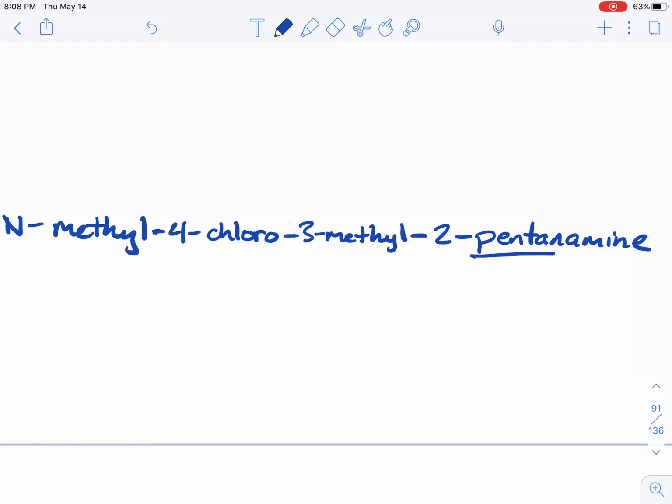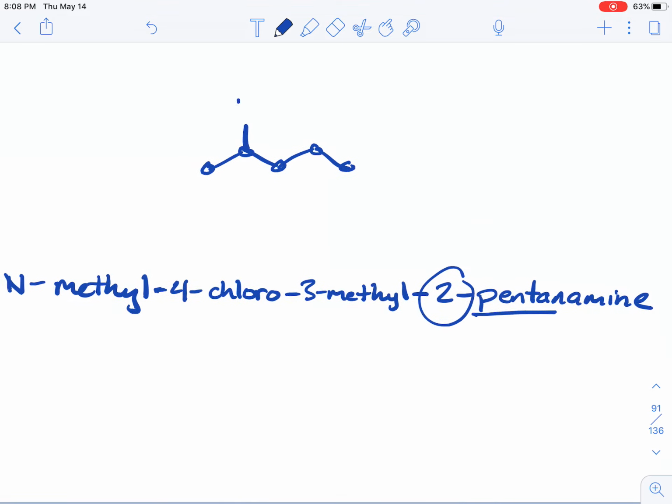And so I have 1, 2, 3, 4, 1, 2, 3, 4, 5. That's my 5-carbon compound. And it looks like on the second carbon, so I'll just make this guy my second carbon, I have an amine, so I'm going to draw a nitrogen going up. I don't know if this is a primary, secondary, or tertiary amine, just based on the name of the parent chain. I need more information.